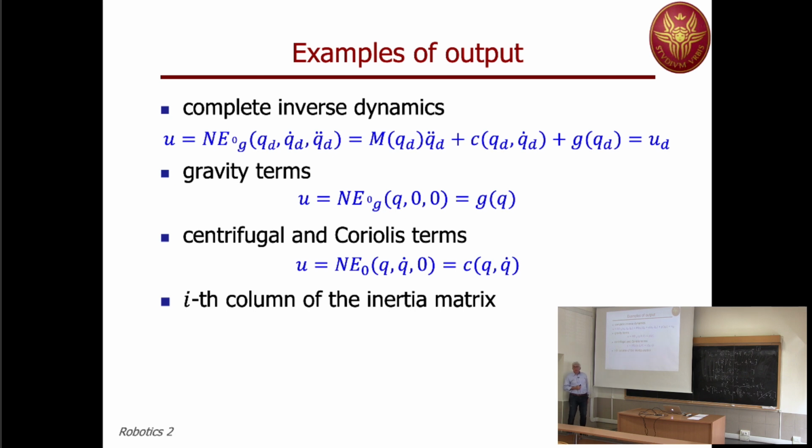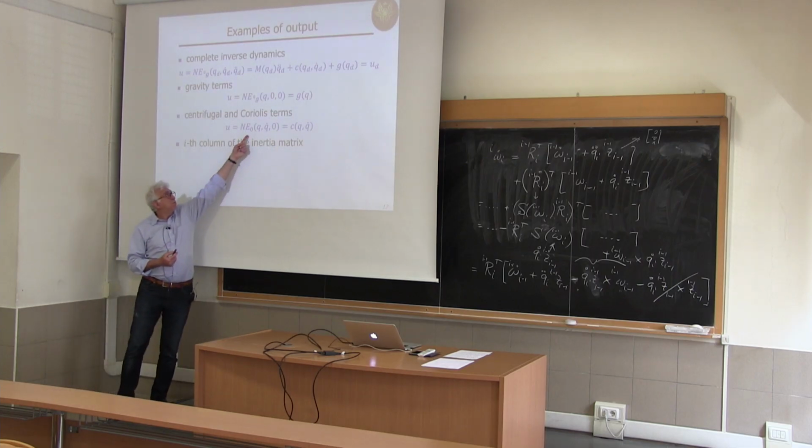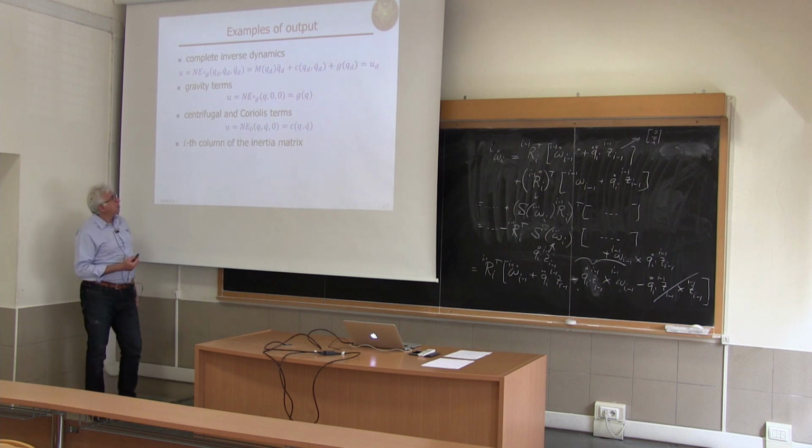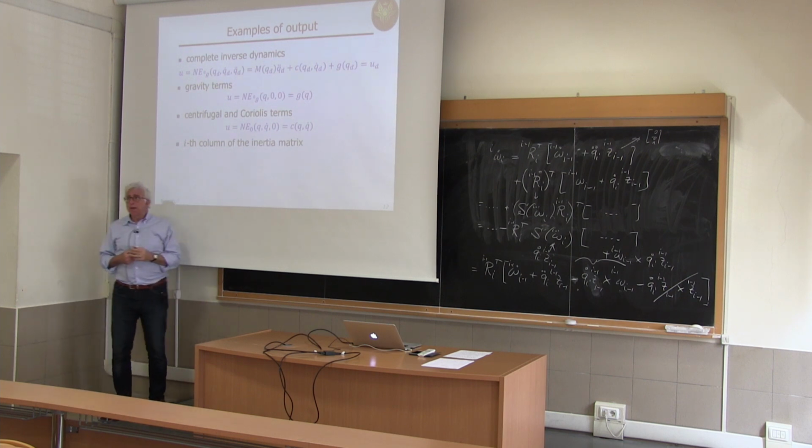Well, you can play around even more sophisticated. For instance, you can generate in one run of the Newton-Euler algorithm a generic column of the inertia matrix. How do you do this? Well, of course, you have to eliminate gravity. So I expect that I will put a 0 here. And I have to eliminate also Coriolis and centrifugal terms. So the second argument will be 0.